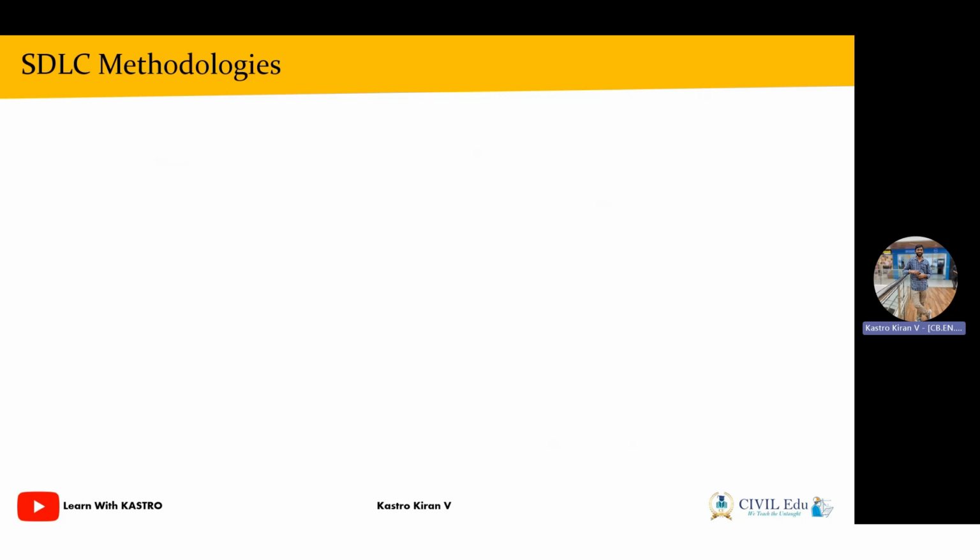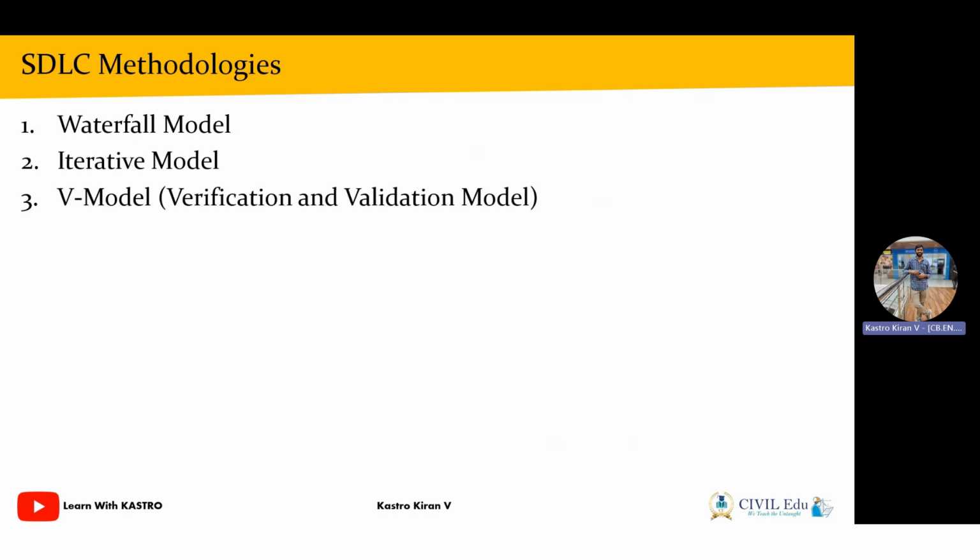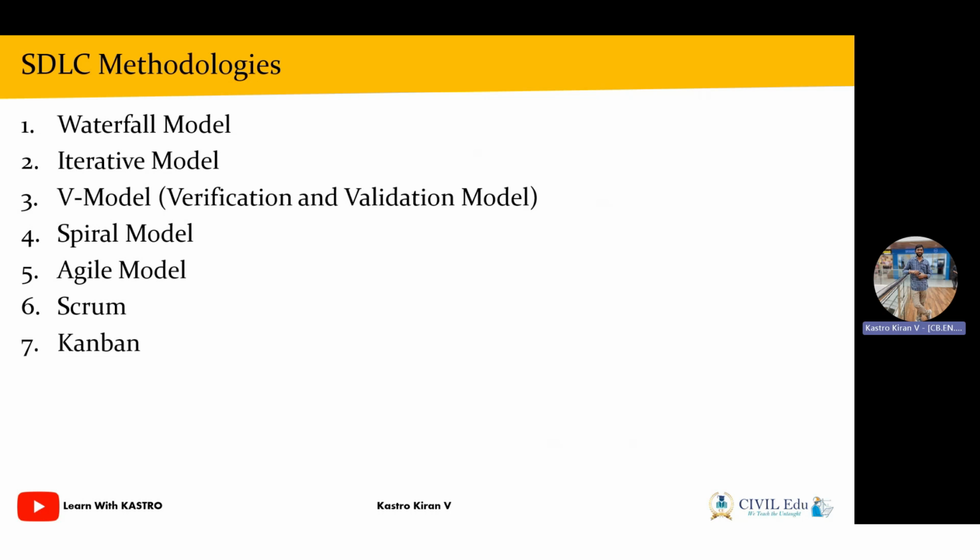Now let's see what different methodologies are available in order to develop a software project. The first and the oldest methodology is called the waterfall model. Then comes the iterative model, then the V model, which is the verification and validation model, then the spiral model, then the agile model, then the Scrum model, and the Kanban model. So these are the 7 different models available to develop a software project. Again, Scrum and Kanban are related to the Agile model only. They are not separate methodologies. Scrum and Kanban belong to the Agile model itself.